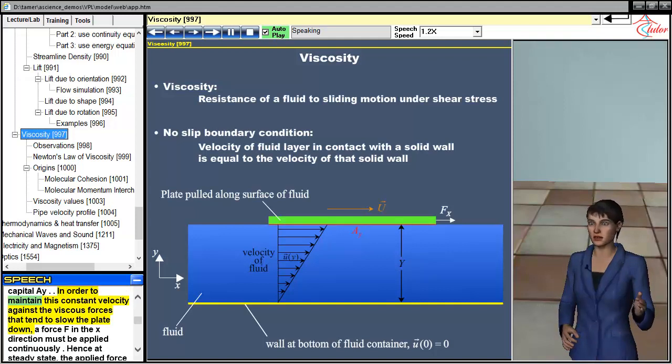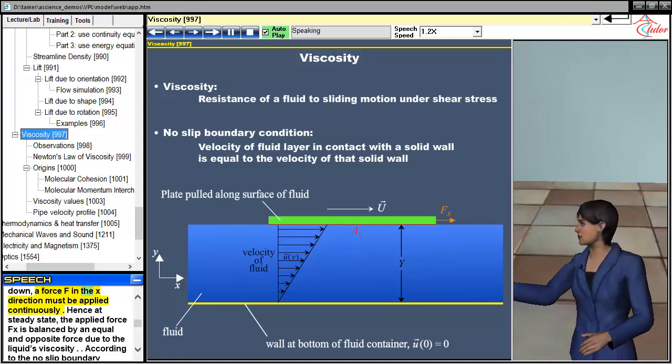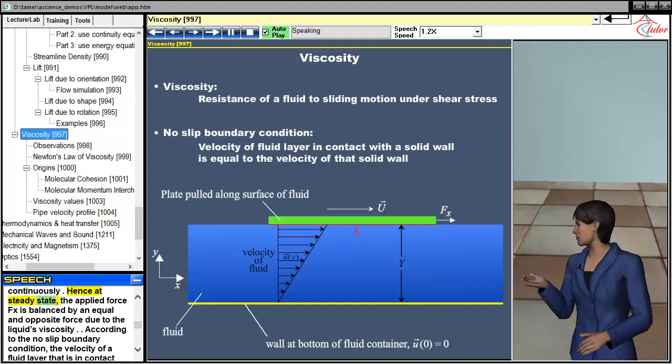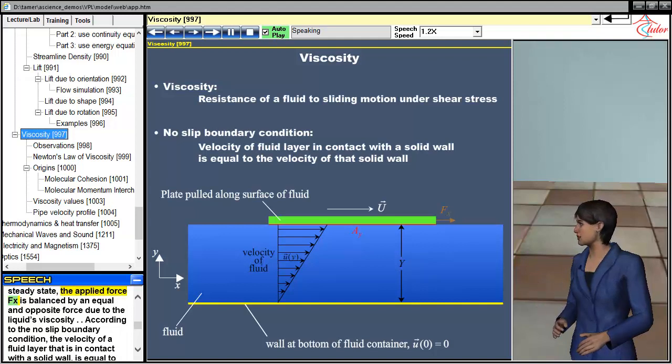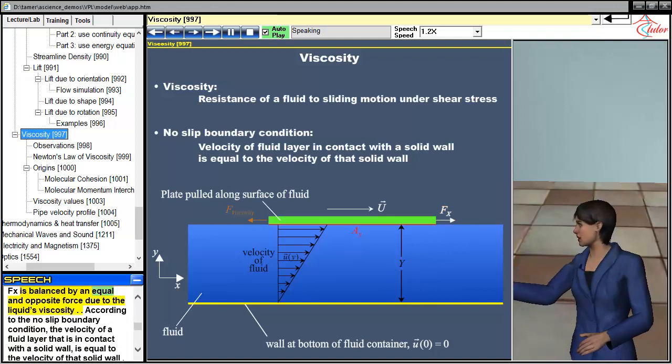In order to maintain this constant velocity against the viscous forces that tend to slow the plate down, a force F in the x direction must be applied continuously. Hence at steady state, the applied force Fx is balanced by an equal and opposite force due to the liquid's viscosity.